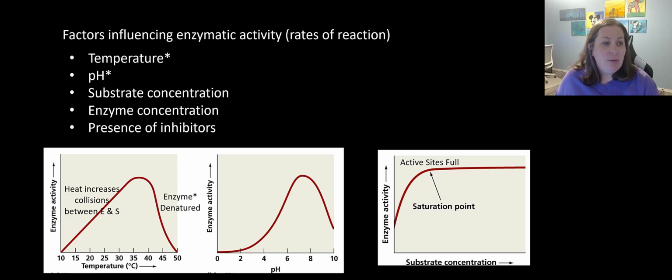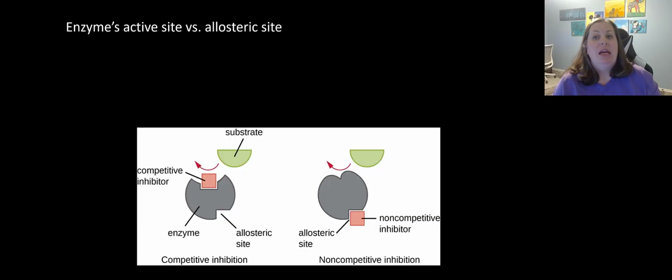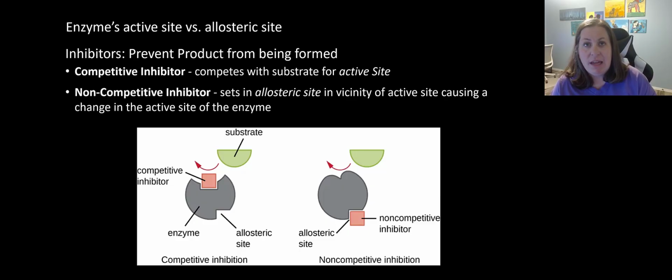Okay, so if you look here with the heat, you can see that heat increases the collisions between the enzyme and the substrate, but enzymes denature if it gets too hot. We see the same thing in the pH. If the pH is too low or too high, we see that the enzyme will denature. All right, so let's look at this idea of inhibitors, okay, if an inhibitor is present. So when we look at this, enzymes have their active site, and they also may have another area where something can bind, which is called the allosteric site. Now with these, inhibitors are going to prevent the product from being formed, and they're going to do this by changing the shape of the enzyme.